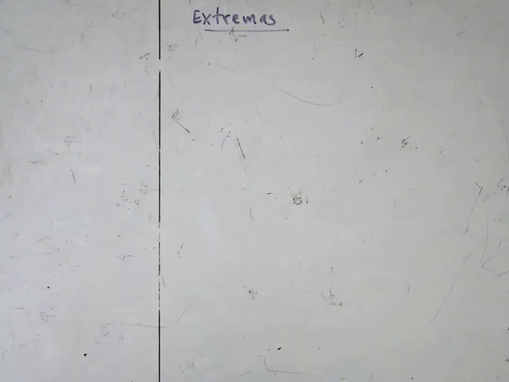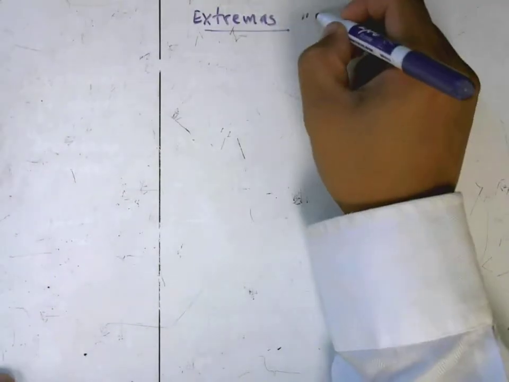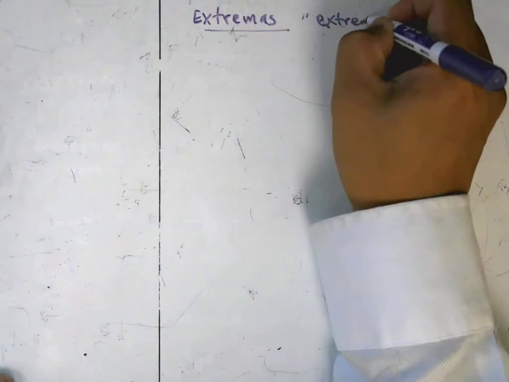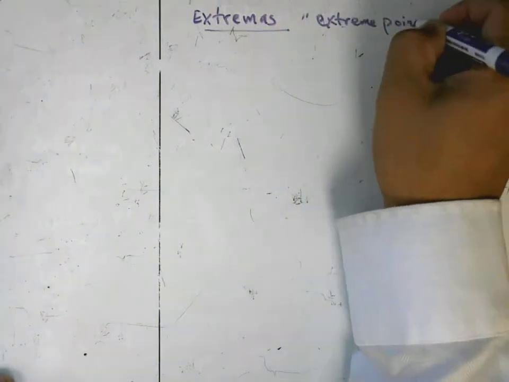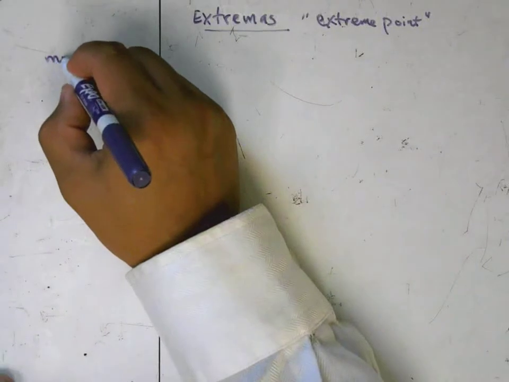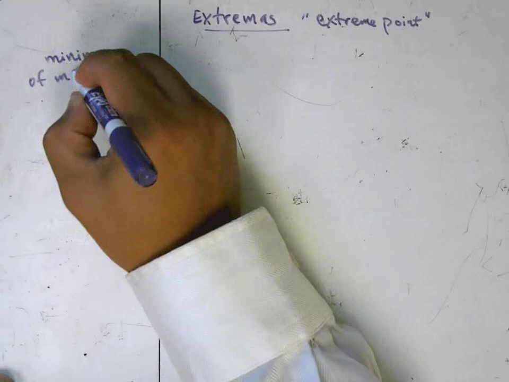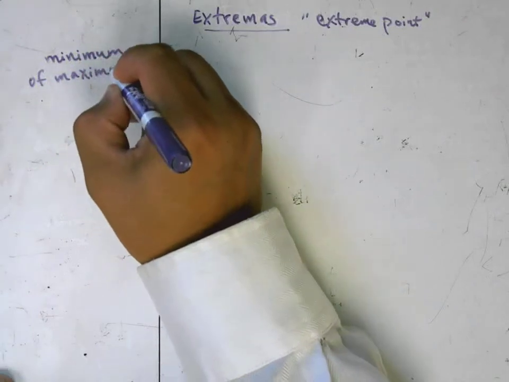Welcome to the conclusion of the lessons on analyzing functions, at least at the type of functions that we've dealt with so far. And our last topic here is extrema. And an extrema basically means an extreme point. It basically means either minimum or maximum values on a graph.